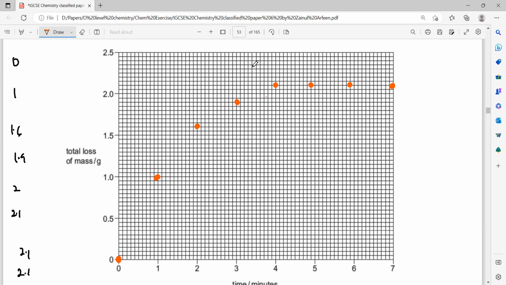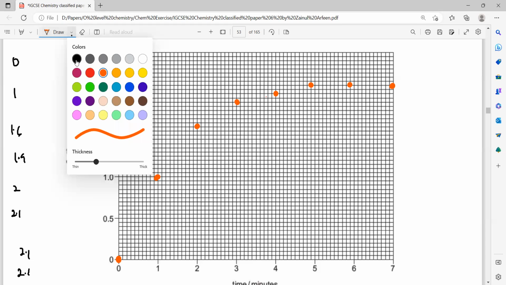So the last three values are 2.1. Then you have to draw a smooth line graph.